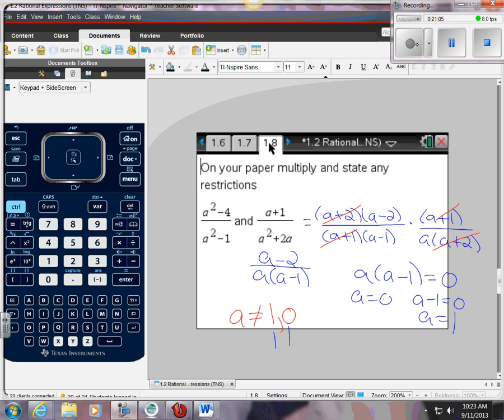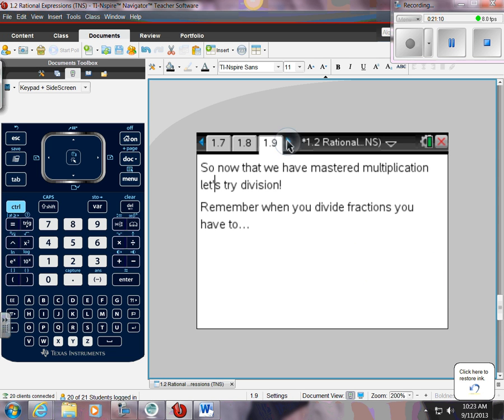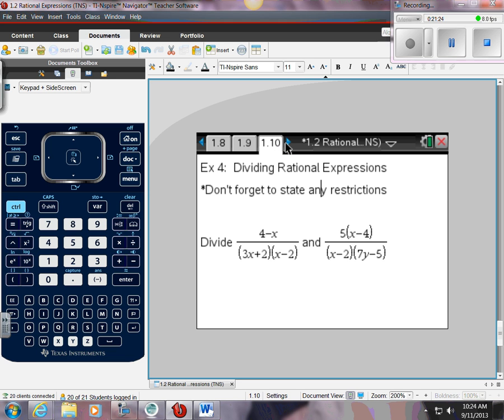Are you ready? I know I'm going fast. Okay. So the last thing we're going to talk about is dividing. Guess what? Dividing is the same thing as multiplication, except we have one extra rule. How do you divide fractions? Yeah. Keep, change, flip, right? So we change division and multiplication. We flip the second fraction. And then we do exactly what we just did.